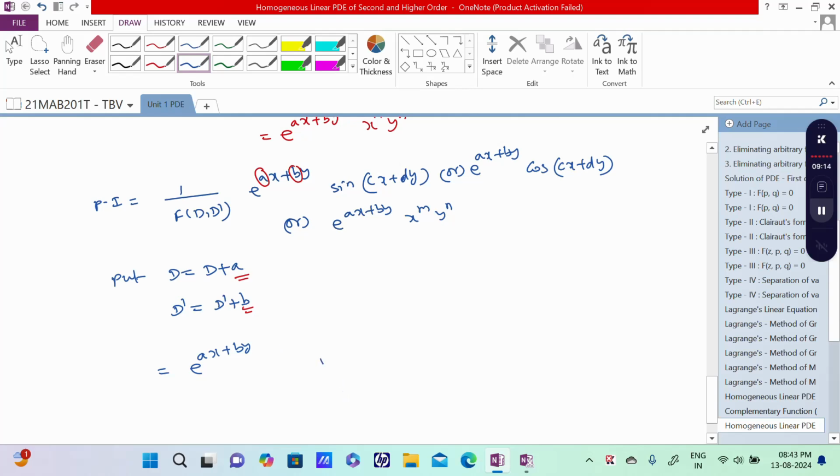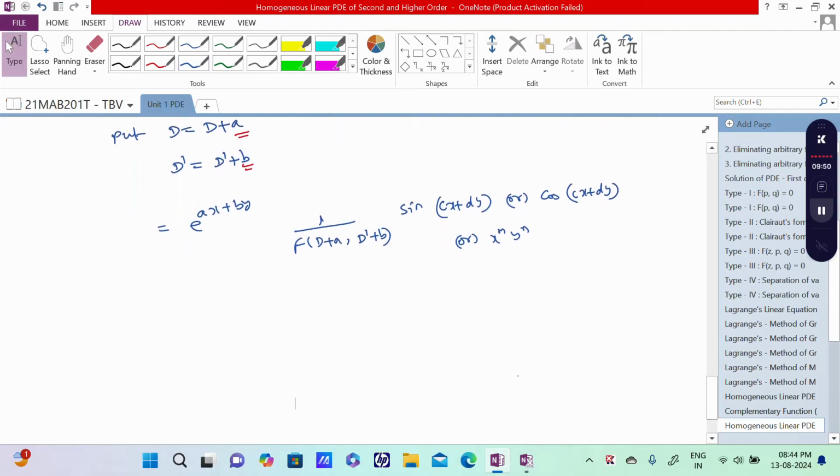Then it should be 1 over the function of D plus a, D dash plus b, then sin cx plus dy or cos cx plus dy or x power m y power n. Now the fourth type, when I substitute in this condition, will be reduced to type 2 or type 3. If the problem is based on type 2 or type 3, we just solve by the same procedure. This is our type 4.